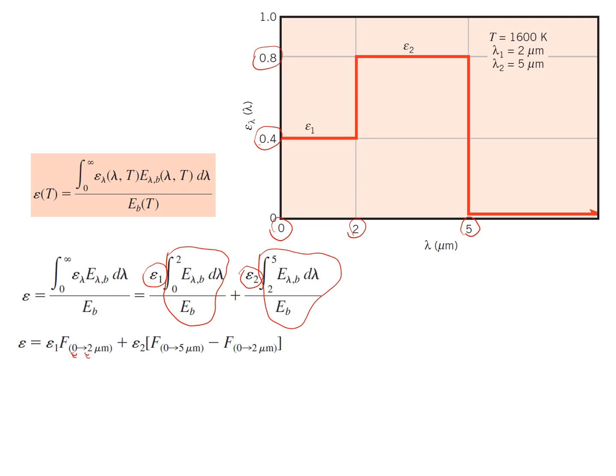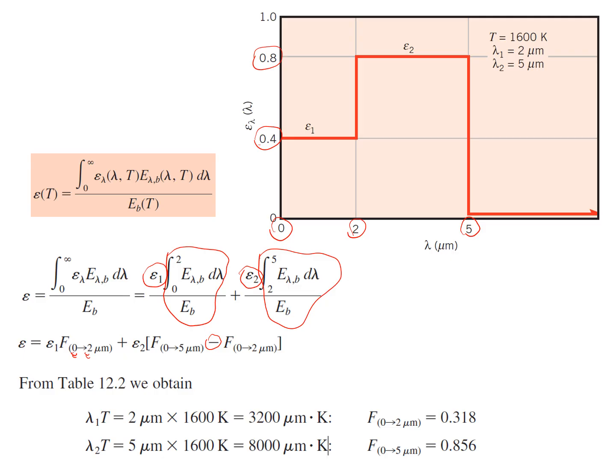So for 0 to 2, I just go to the table and get that value. But for 2 to 5, I can't quite get that. There's no value for it in the table. So we said that we calculate from 0 to 5, and then from 0 to 2, we deduct it. Again, I have to advise you to go back to the previous lecture if this is not clear to you. The last example of the previous lecture is on this material.